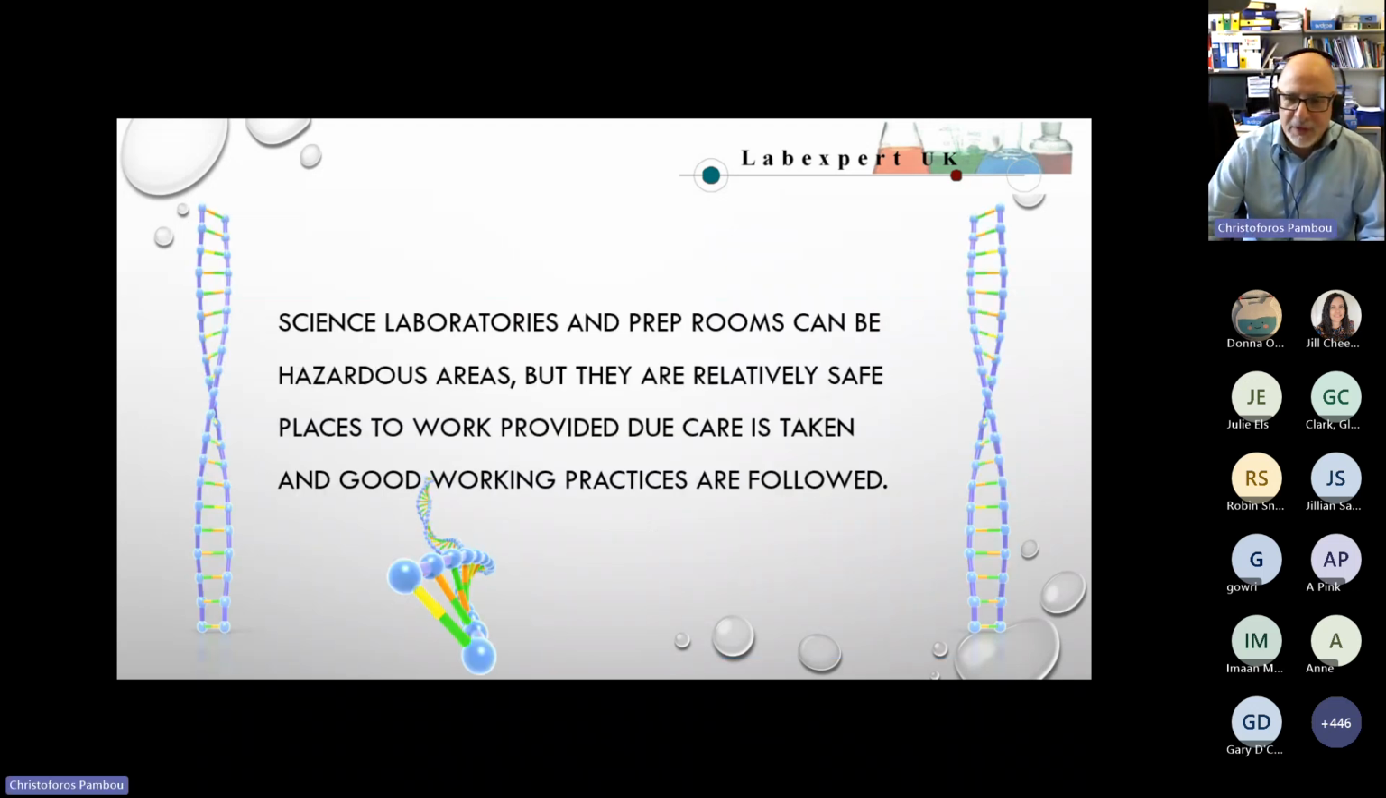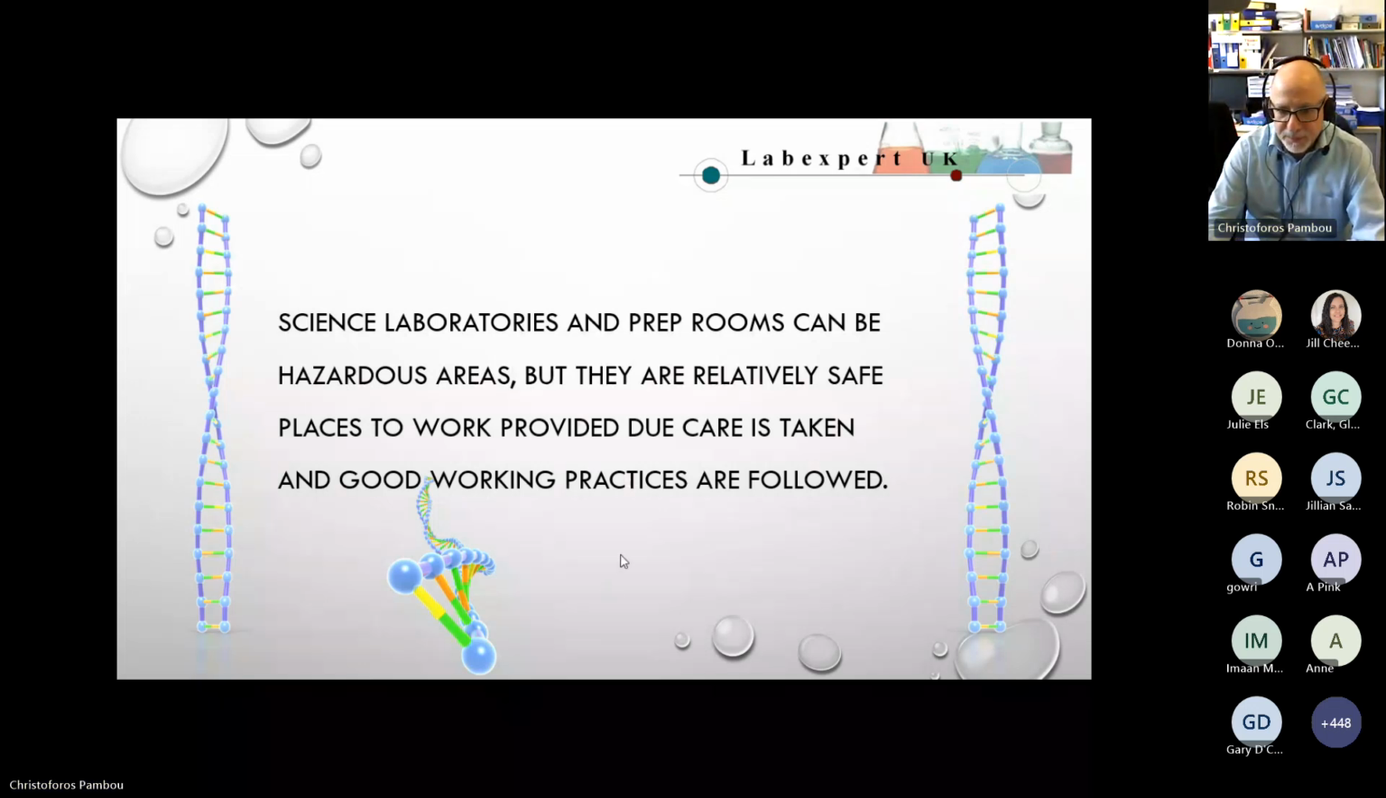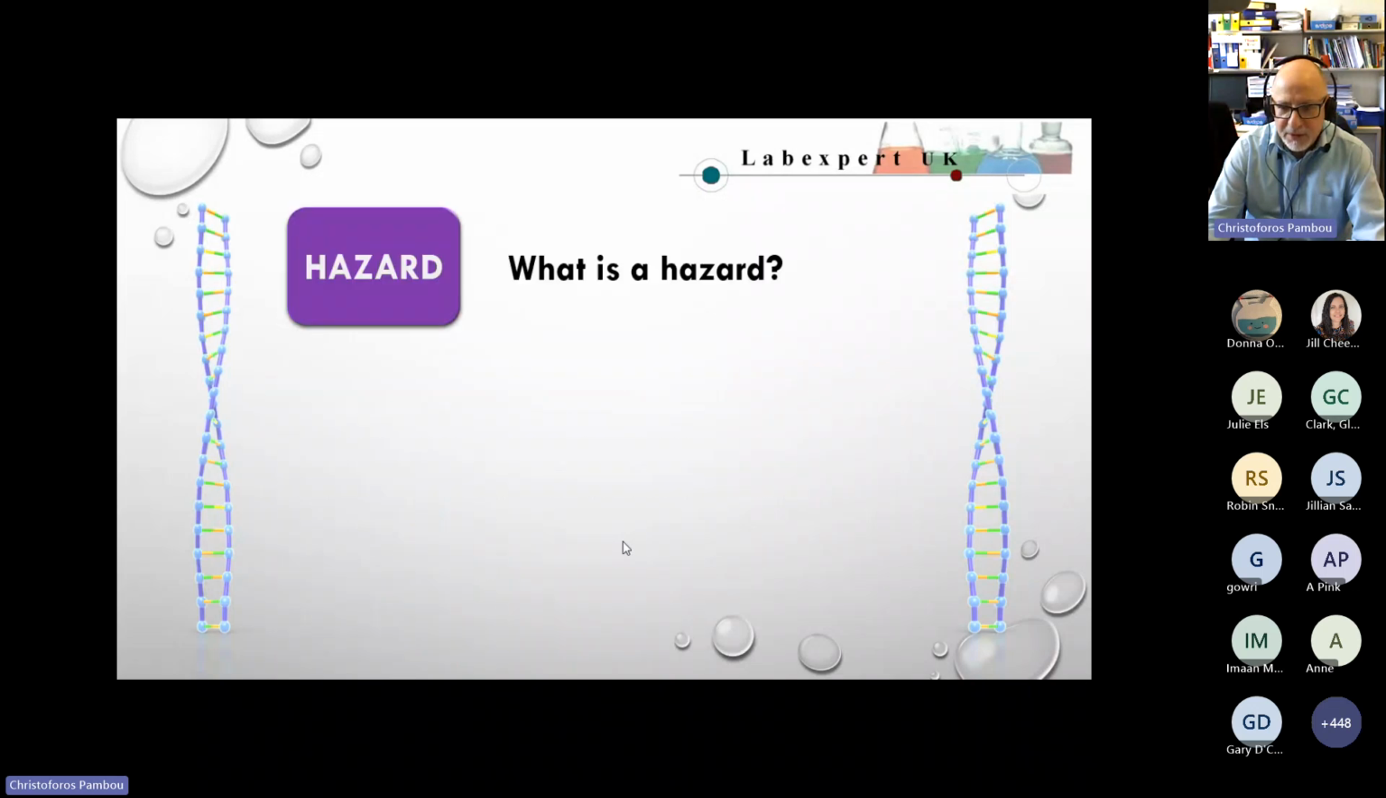I'm sure this is all standard stuff that you have all come across at some stage, and now we're going to move over to the science laboratories and prep rooms. They can be hazardous areas, but they are relatively safe places to work, provided due care is taken and good working practices are followed. And that leads into: what is a hazard?